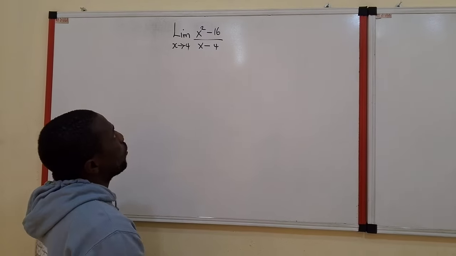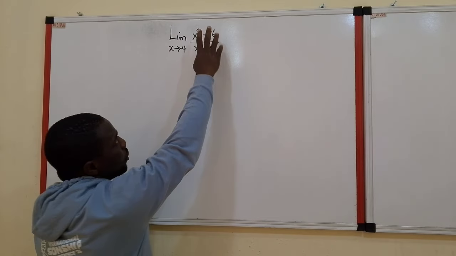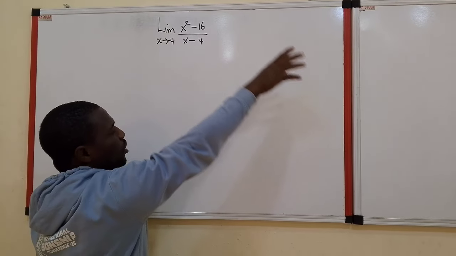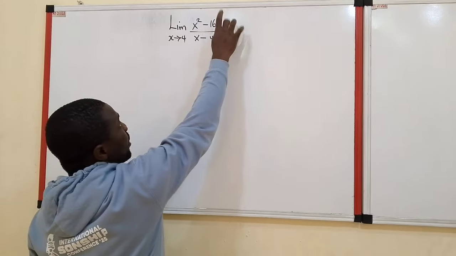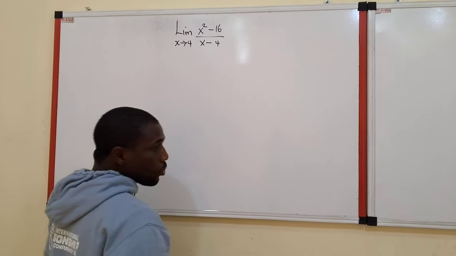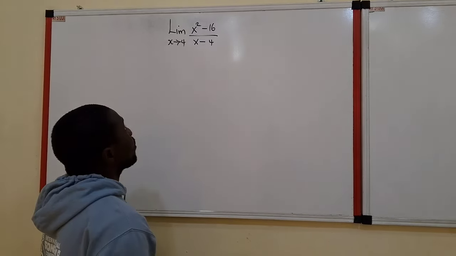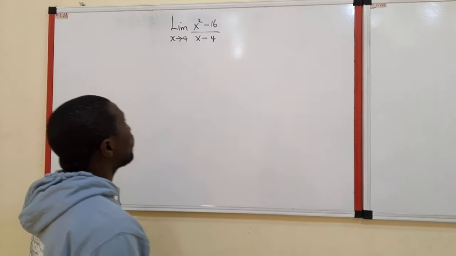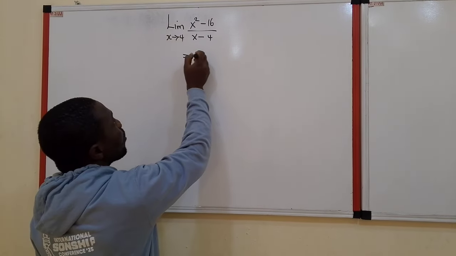Of course, since it's a fraction, you know that if you substitute 4 into this expression, it will make the expression undefined. So we'll not do it that way. This is what we are going to do. We are going to factorize the numerator and the denominator. And if you do that, this is what we are going to get.